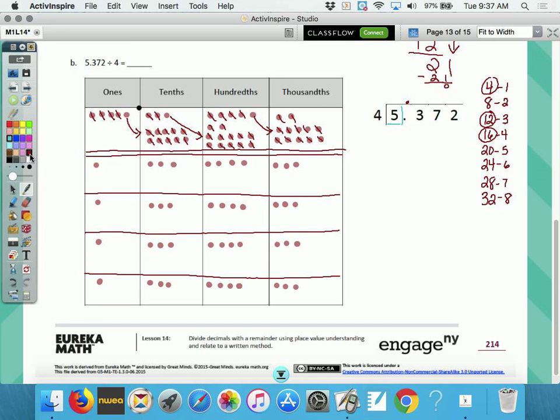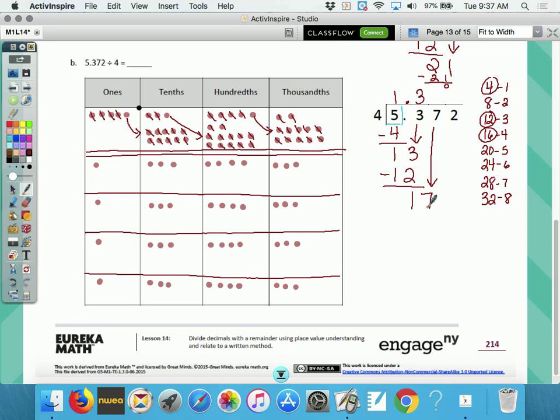Okay, on the standard algorithm, just looking at the 5 first. How many will be in each group? 1. What do I subtract? 4. Equals 1. Is 1 less than my divisor of 4? Yes. So bring down the 3. So I have 13. We circled a 12. How many in each group? 3. It has to be directly above the number I brought down. So subtract 12 and get 1. Is 1 less than my divisor?